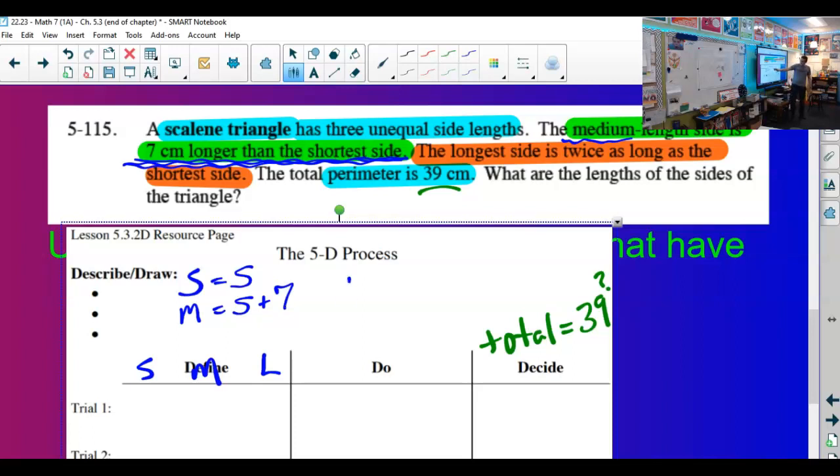So how would I talk about the long side here? Hold on, take a moment to think on your own. Read what it says. Think about what you write down. How do you write down twice as long as the short side? Turn to your neighbor and see if you agree. Then go ahead and dive in. S times 2. Yeah, I think we agree, Mr. Hudson.